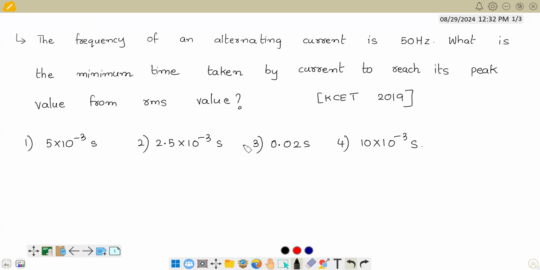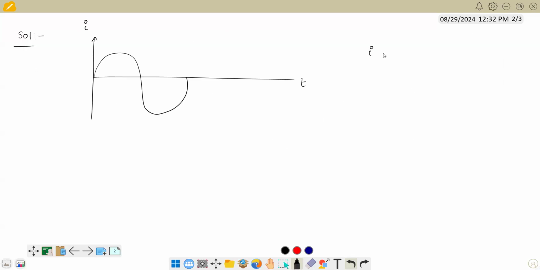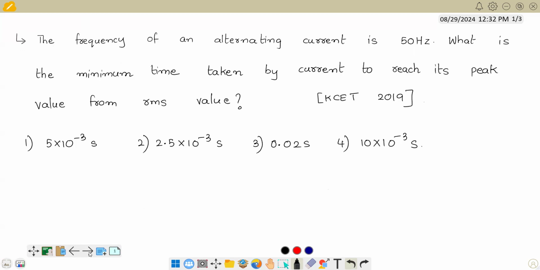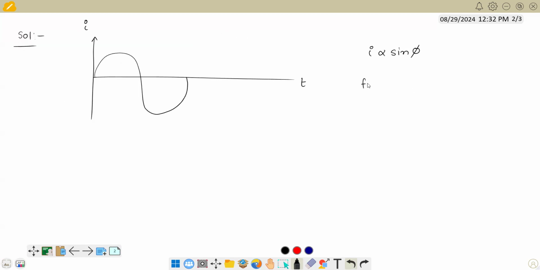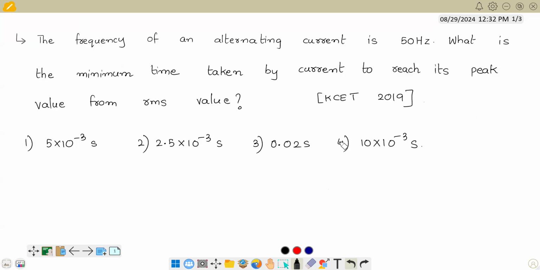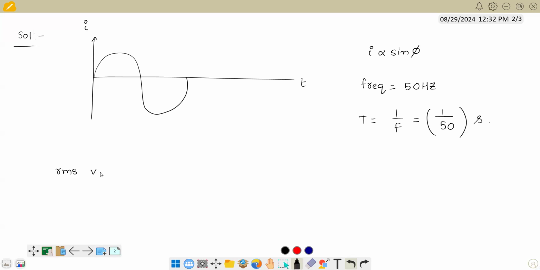And we can see, since it is following a sinusoidal function, we can write I is proportional to sin phi, where phi represents the phase of this. And here, frequency is given as 50 Hertz. So we can take time period as 1 by frequency. So 1 by 50. So we got the time period as 1 by 50 seconds. Once we got the time period, he is asking the minimum time taken by the current to reach its peak value from RMS value. So RMS value is simply I naught, I peak divided by root 2.